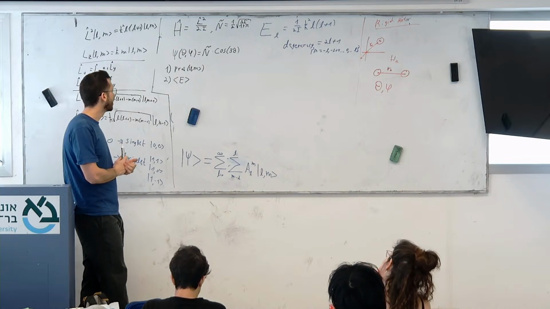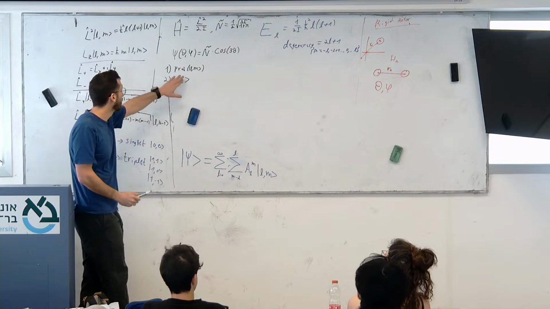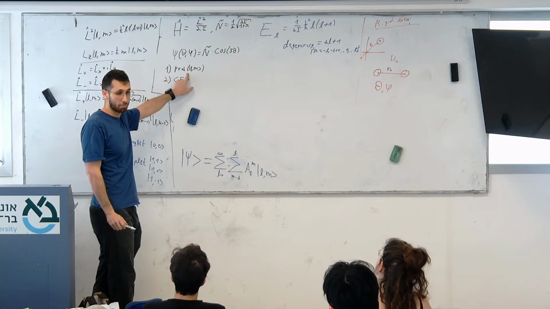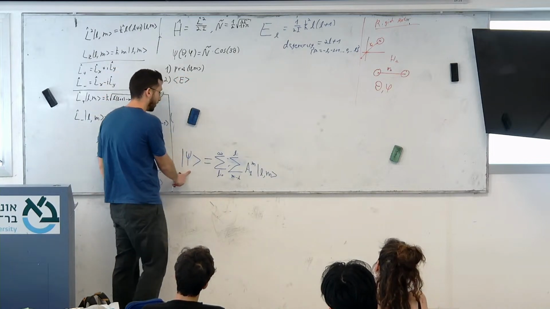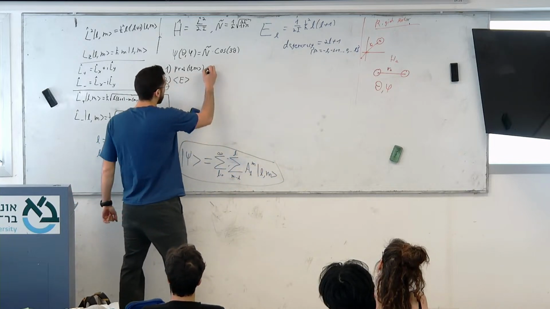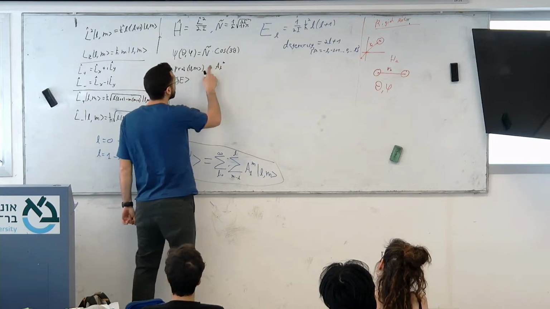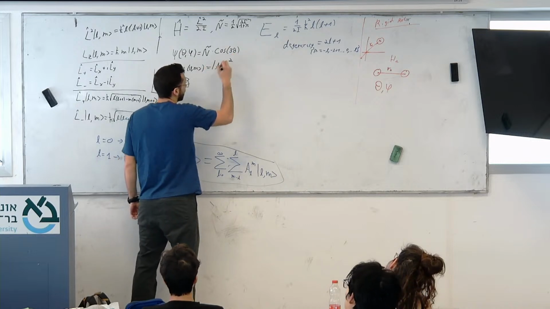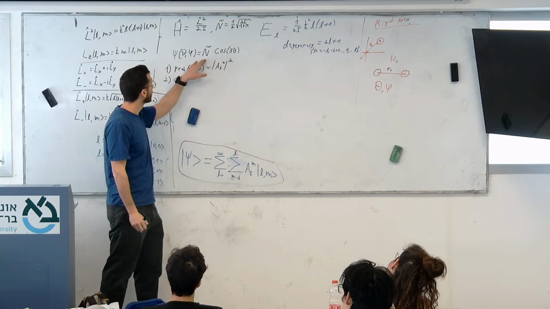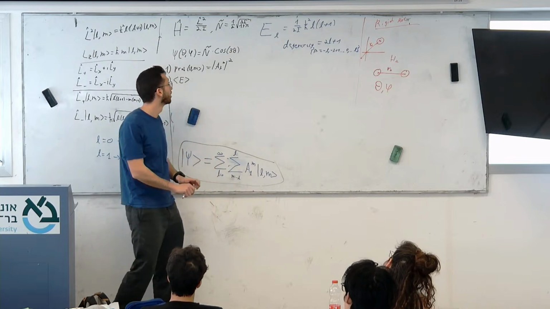So our question is, what is the probability to be at some state L and M? Meaning, when we write psi, we can write it as a sum of A_LM times the states. What we want to know is what is A_LM. If you know A_LM, the probability is equal to A_LM squared. So basically we want to span this function as a summation of all the modes.